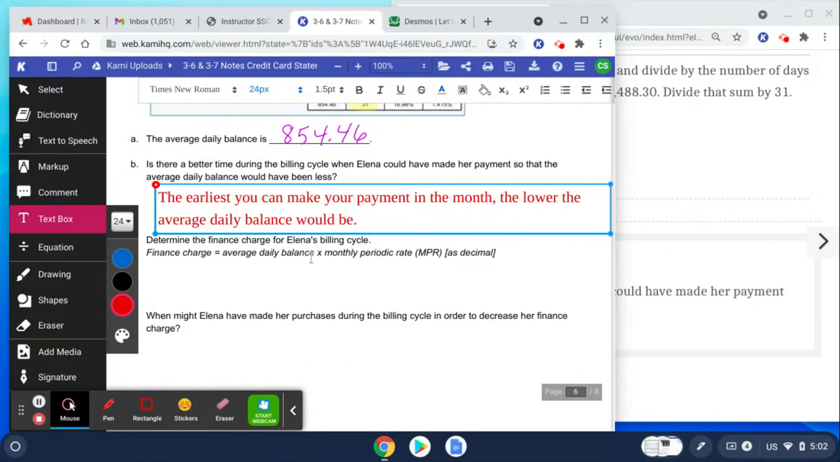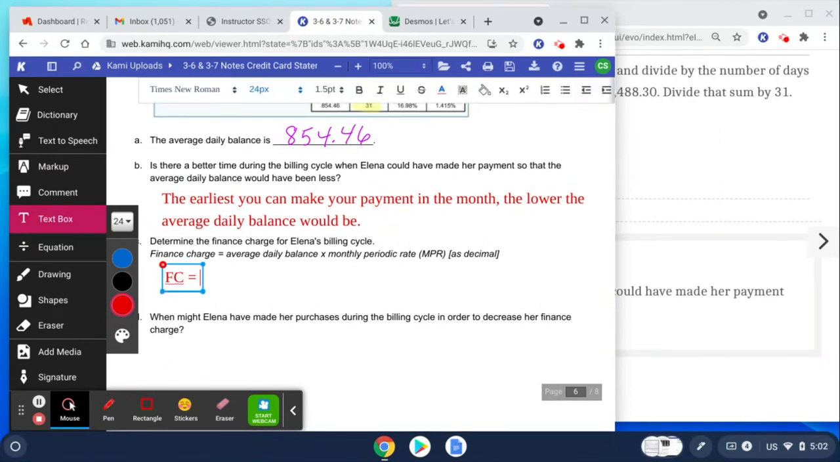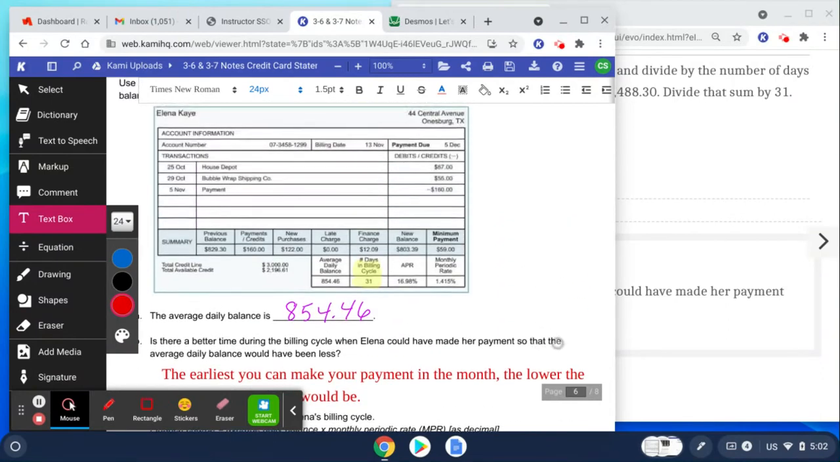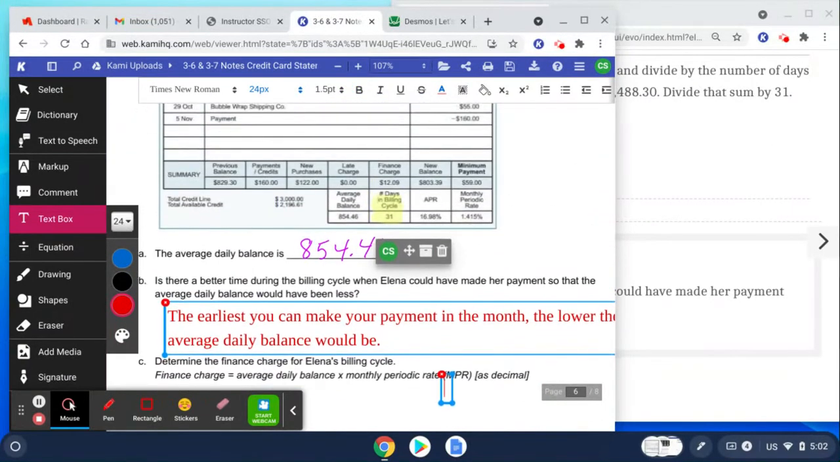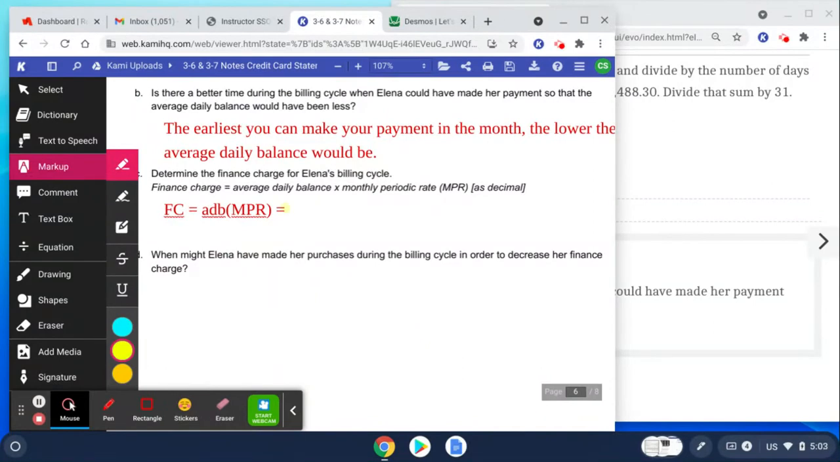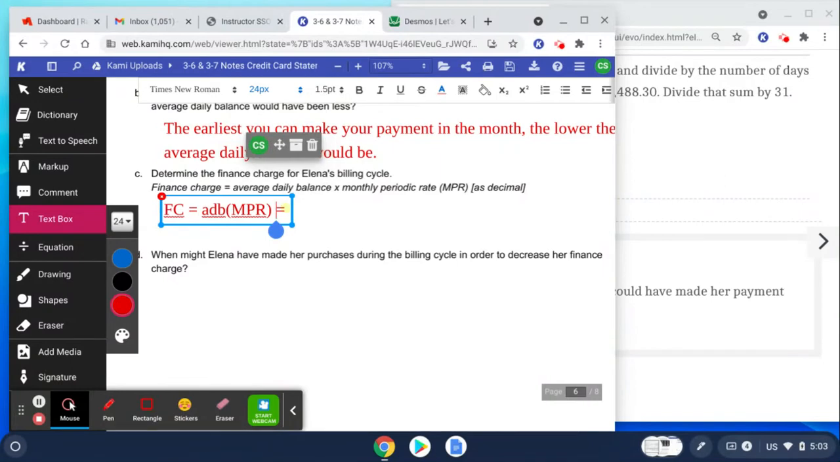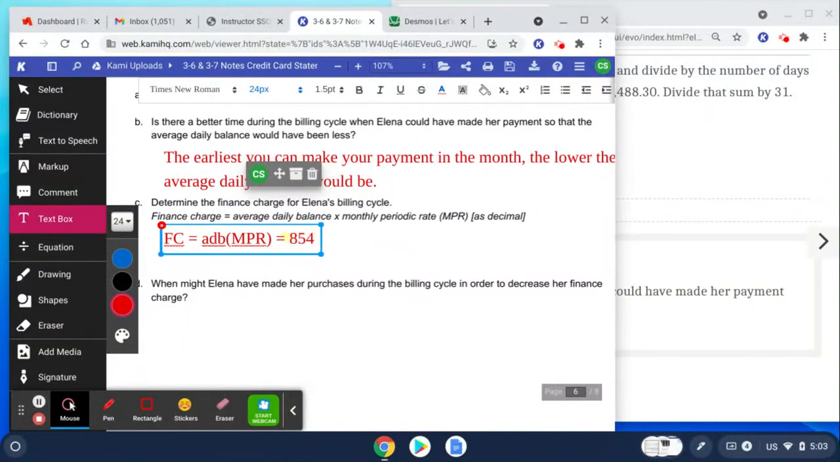Now the finance charge is the average daily balance times the monthly periodic rate. So here we go calculating. And so if we go back to the table, do you see right here the monthly periodic rate? Is 1.415. So 854.46 times 1.415.